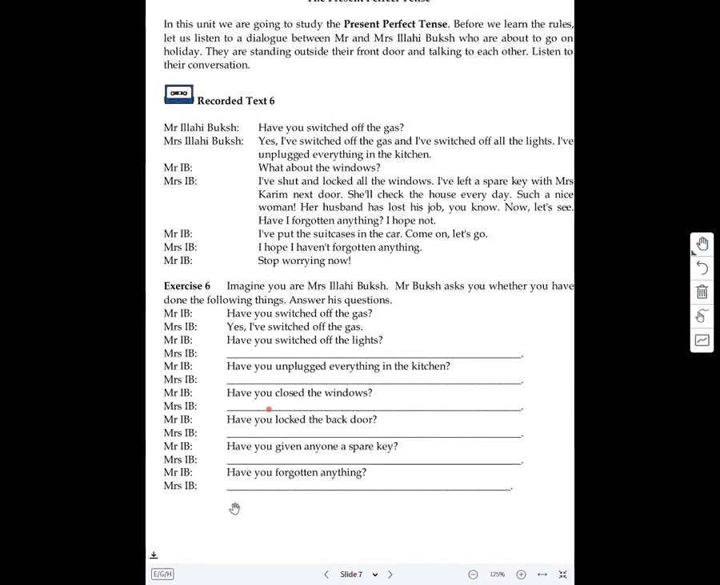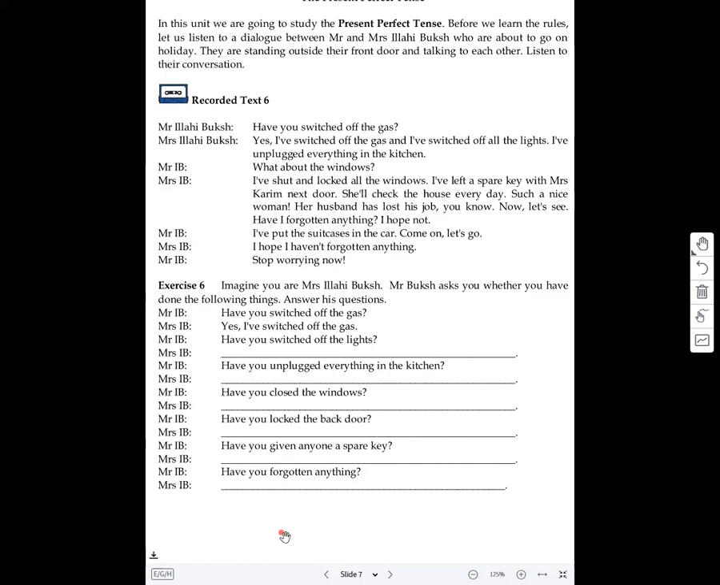Now, the next exercise is based on the recorded text, I mean to say, the conversation between Mr. and Mrs. Elahi Baksh. Now, imagine you are Mrs. Elahi Baksh. Mr. Baksh asks you whether you have done the following things. Answer his questions. Have you switched off the gas? Yes, I have switched off the gas. Have you switched off the lights? So being Mrs. Elahi Baksh, you can answer, yes, I have switched off the lights. So we are using the structure I have. I have switched off the lights. Similarly, you can go about the rest of the exercise.